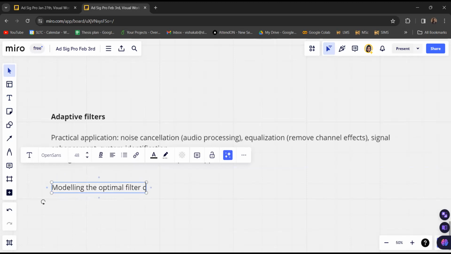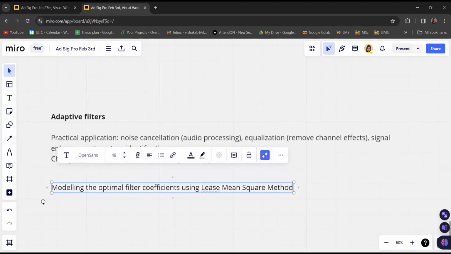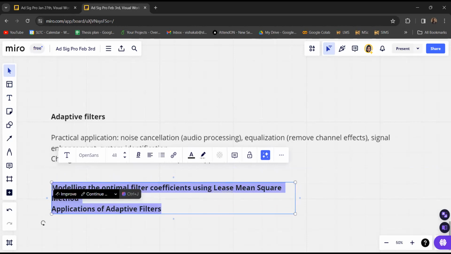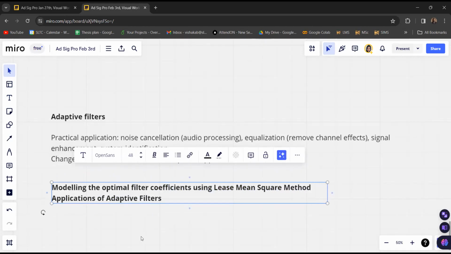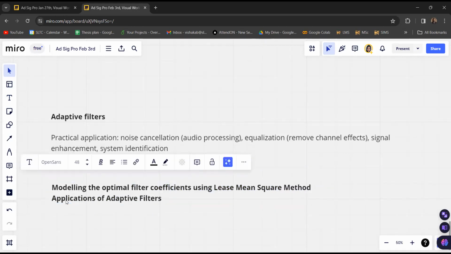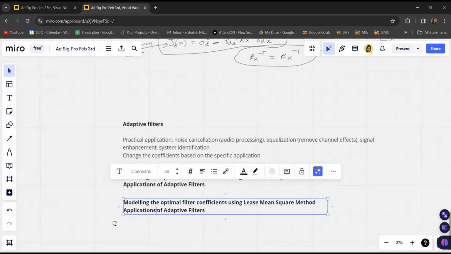We have modeled the optimal filter coefficients using the least mean square method. Then we discussed the applications of adaptive filters. So these are the things that we basically discussed. After that, in the next classes, we will be discussing something related to stochastic models.